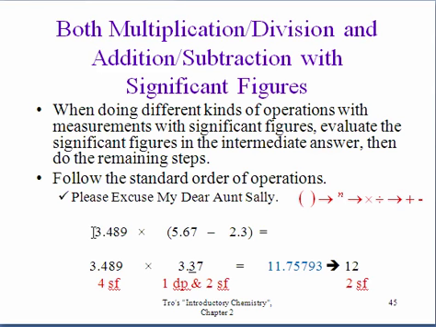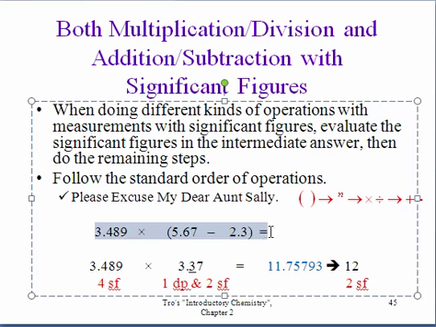So let's look at this example here. So we have several operations going on here. We have multiplication, we have subtraction, and then we have our parentheses. So according to our order of operations, we do what's in parentheses first, and so I subtract 2.3 from 5.67, and this is what my calculator tells me. Now we don't round until the very, very end.